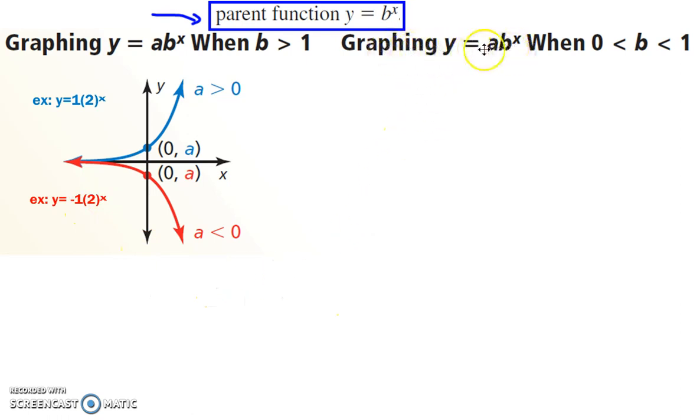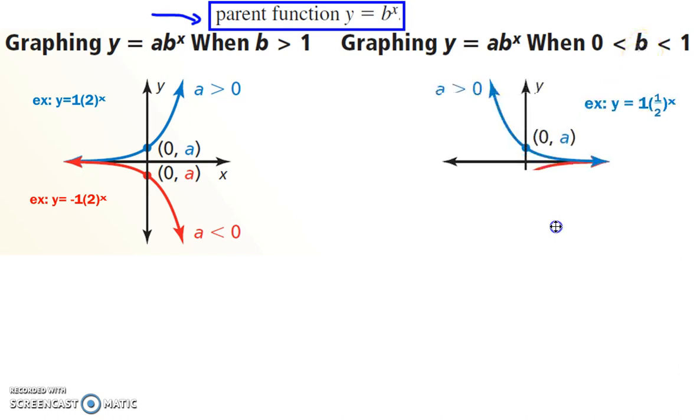And then if we have b between 0 and 1, so like it's a fraction, like a half or a fourth, okay, then it flips around. You should be able to identify those. Again, if a is negative, it'll be flipped upside down, basically mirrored across the x-axis.